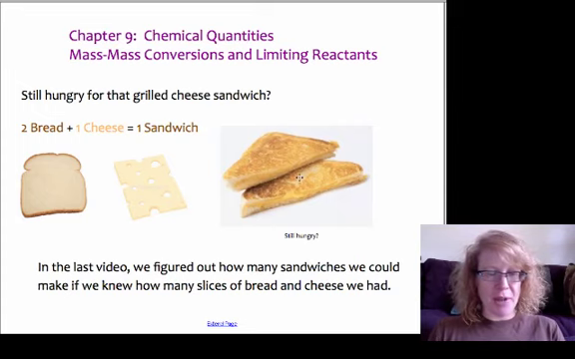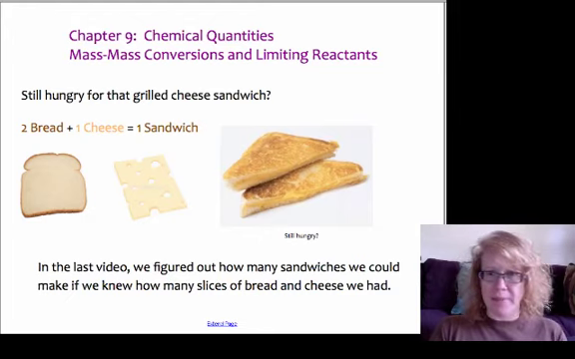Remember we talked about our grilled cheese sandwich. We had 2 pieces of bread, 1 piece of cheese. Gave us one particular sandwich. And then we looked at how we could figure out how many sandwiches we could make given a set number of pieces of bread and pieces of cheese.